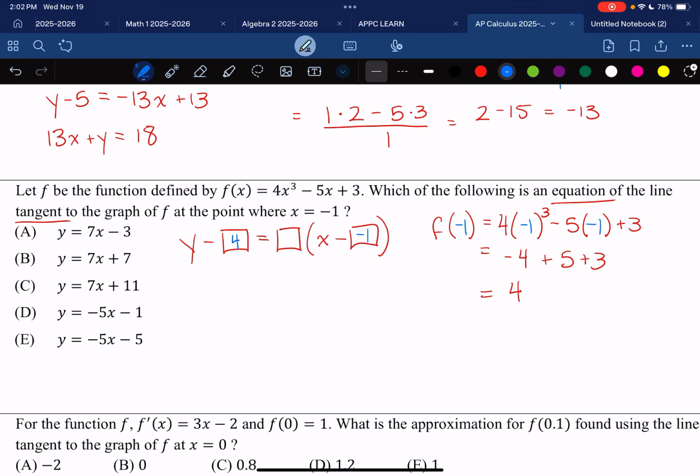And then from there, I'm going to take the derivative in order to find my slope. I'm going to find f prime. Let's go ahead and do that now. F prime of x means that this 3 is going to be multiplied down. 3 times 4 is 12, so I'll have a 12x to the power of 2 minus 5. And then from there, we need to simply plug in our negative 1. So this is going to be f prime of negative 1.